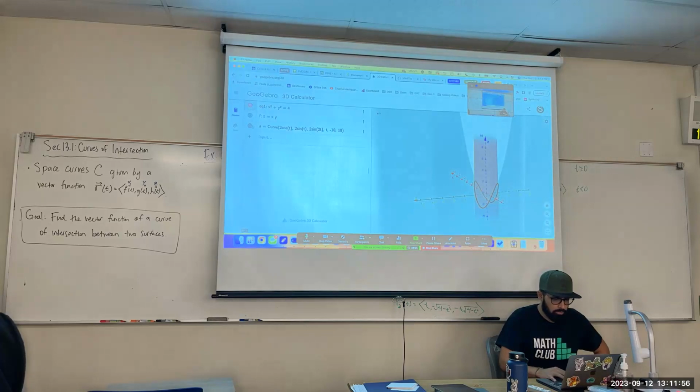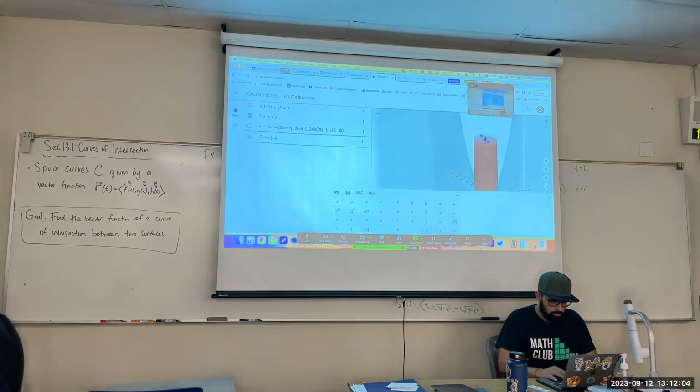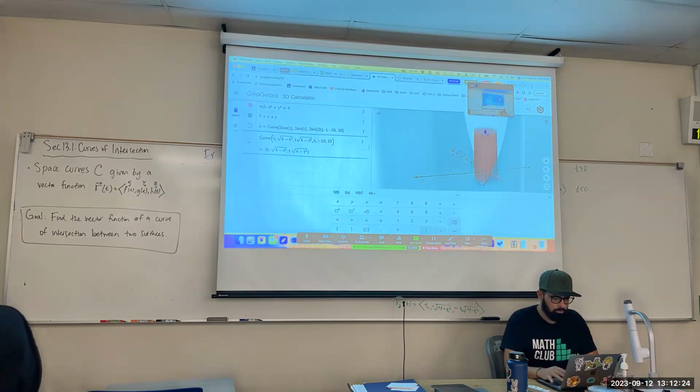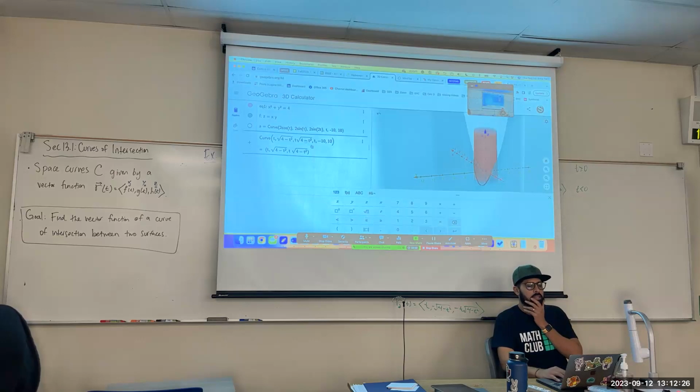Okay, now let's try the other one that we got. So let's do R1. So that's gonna be t. And then what was it, the square root of 4 minus t squared? And then was it t? And then the same thing? Okay. 4 minus t squared. And then it's t. Oh wait, hold on.